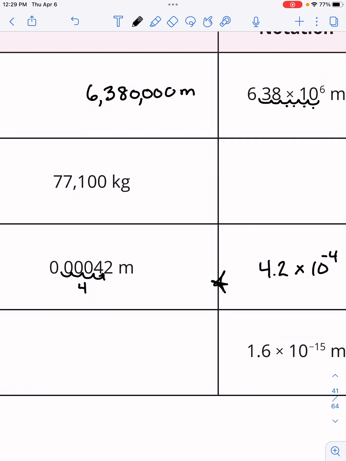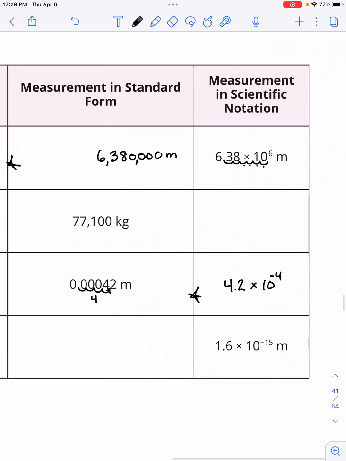Okay. Now, why is this negative? The reason that we know that this is negative is because this entire number right here is smaller than 1. Really, really small. Really small numbers are negative. Really big numbers are positive. But also, this is telling us that if we were to take this right here and move that 4 to the left, 1, 2, 3, 4, we would get this number right over here.